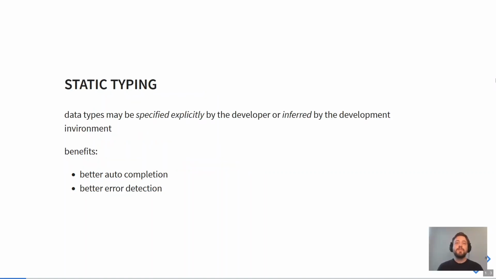In TypeScript, data types may be specified explicitly or inferred by the development environment. And this can be helpful during development. It can lead to much better autocompletion because the development environment knows the type of every variable or property. And it can more easily detect errors, for example, when types mismatch or when there is a typo in the code.